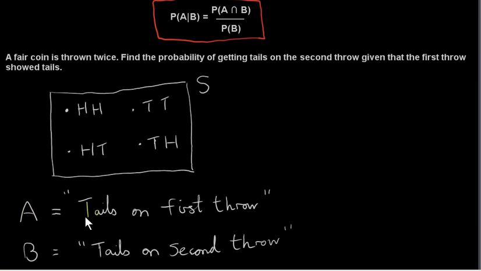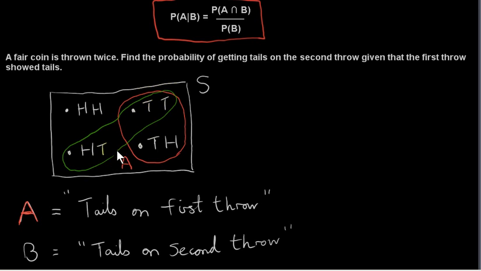I want to let A be the event of getting tails on the first throw and B be the event of getting tails on the second throw. Here's the sample space for the outcomes of two throws of a fair coin. We can see that we have 4 equally likely outcomes. So event A consists of these two outcomes. We have tails in the first throw. B consists of the outcomes which have tails for the second throw.